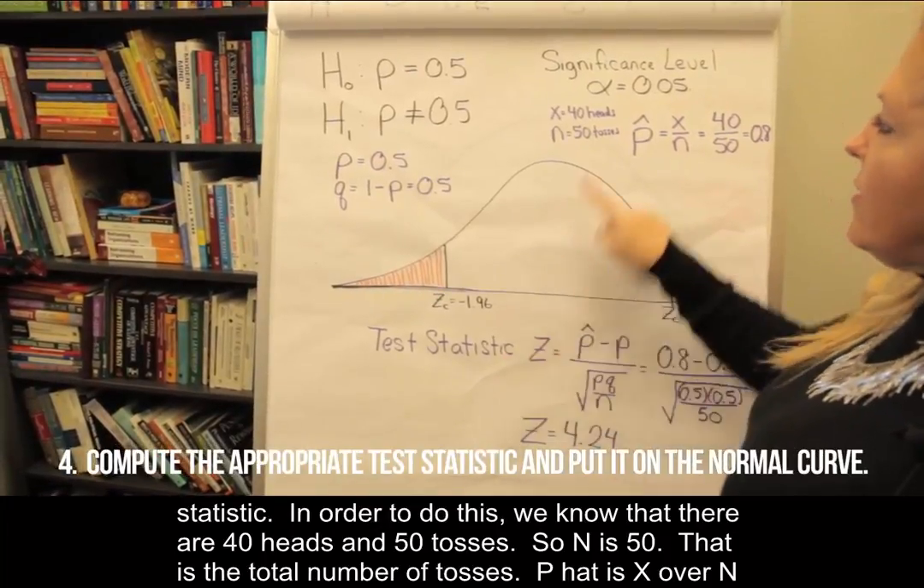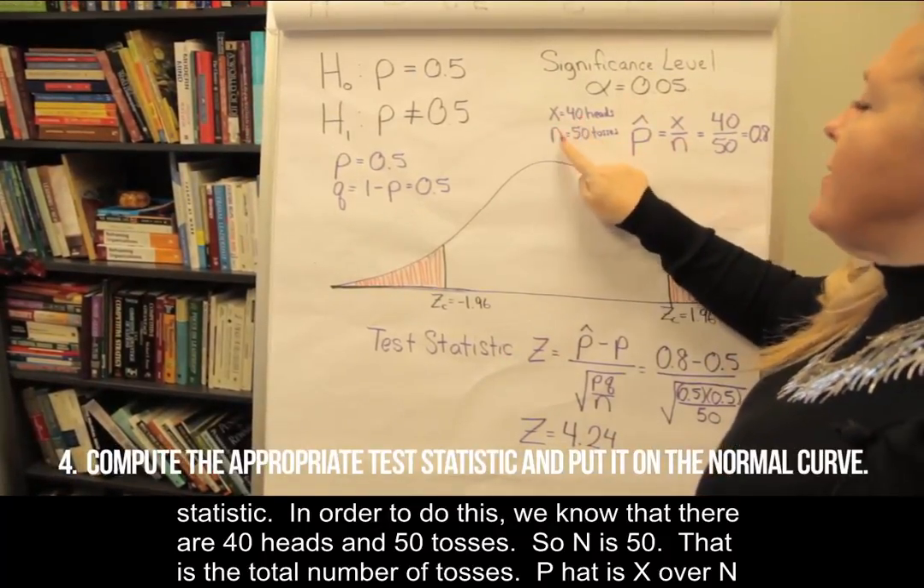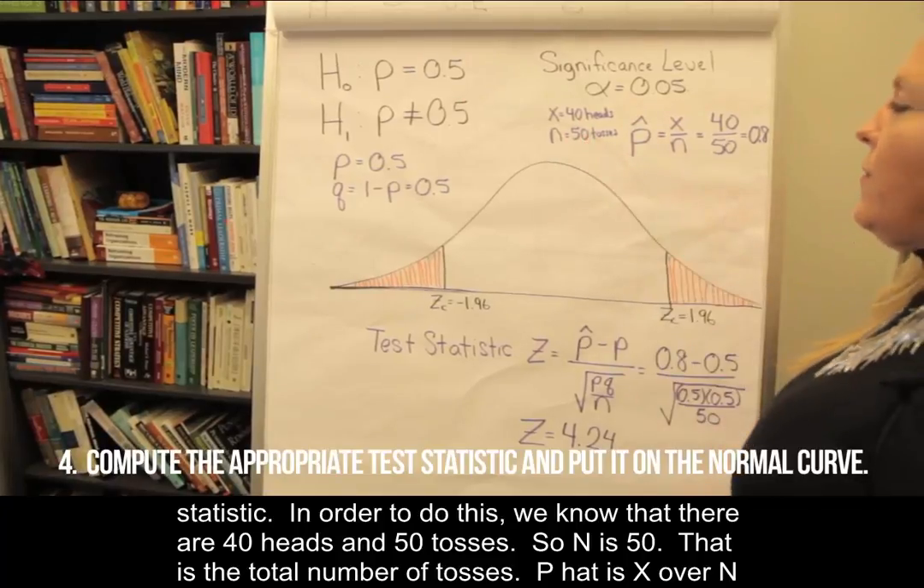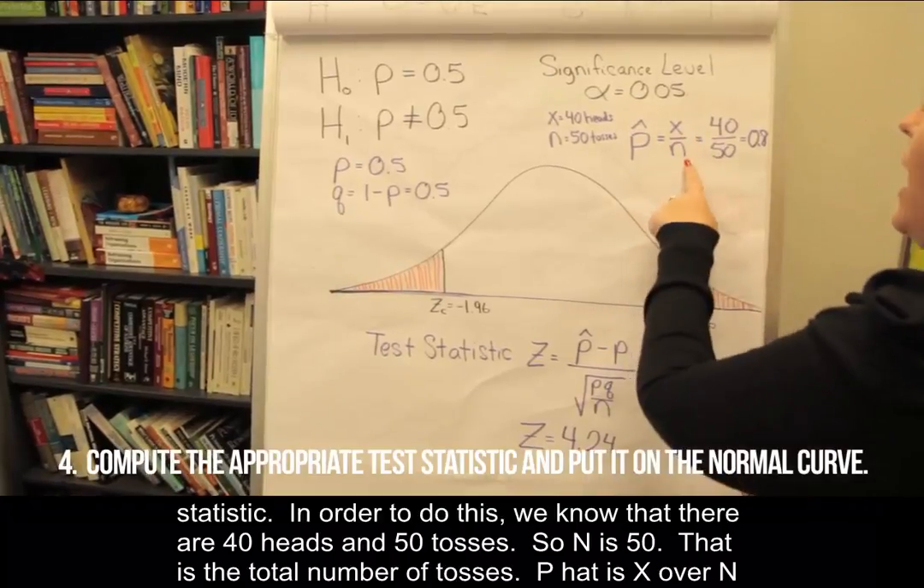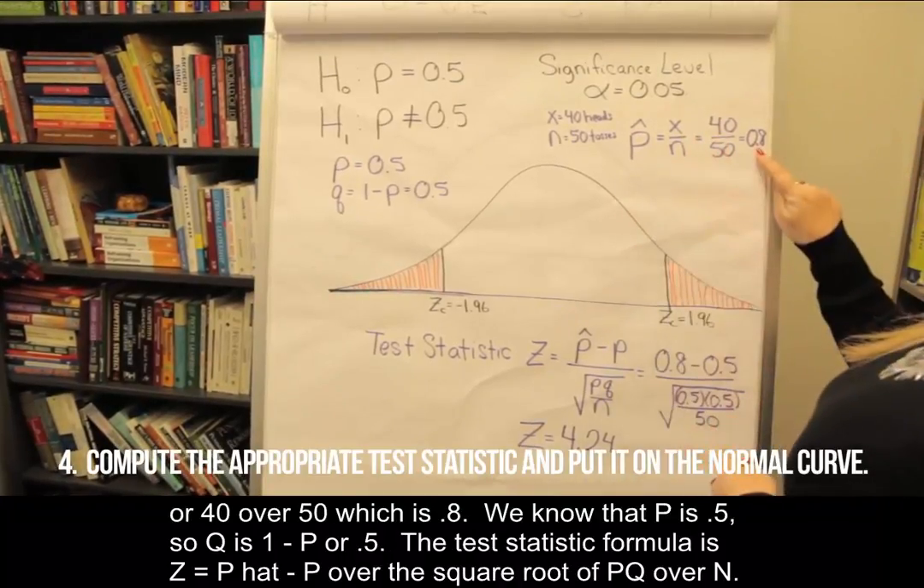In order to do this, we know that there are 40 heads in 50 tosses. So n is 50, that's the total number of tosses. P hat is x over n, or 40 over 50, which is 0.8.